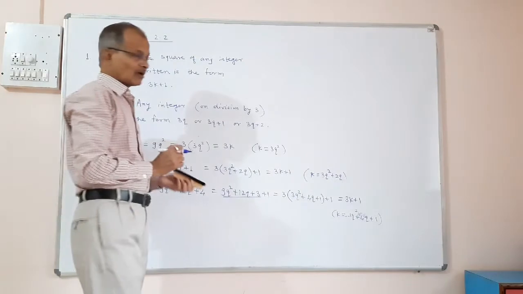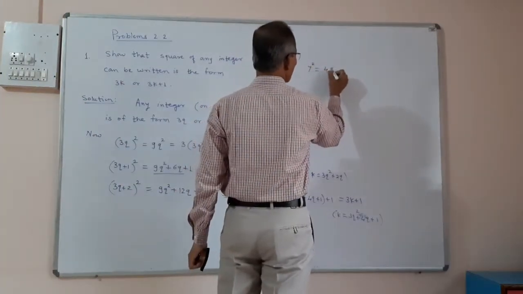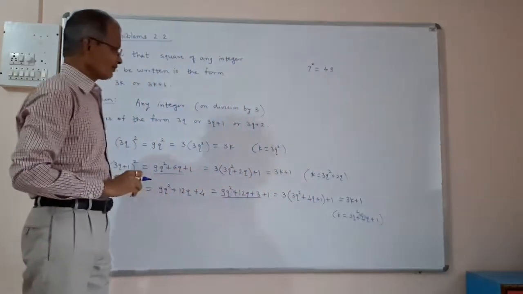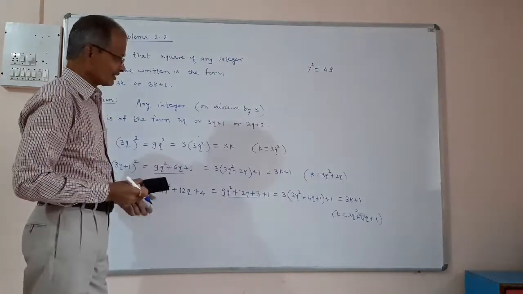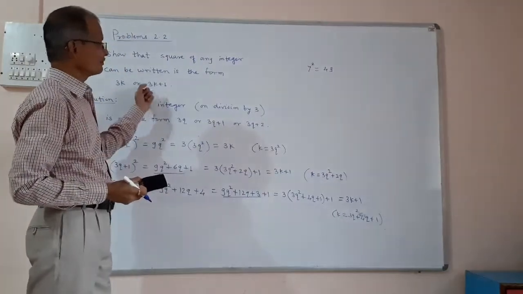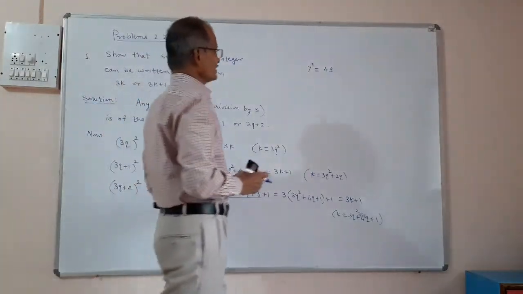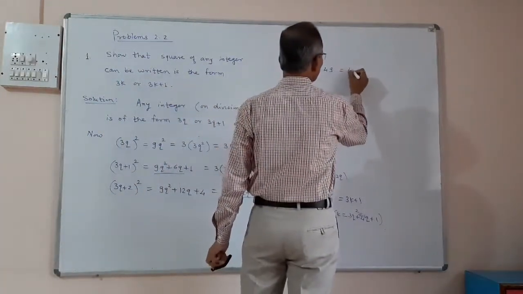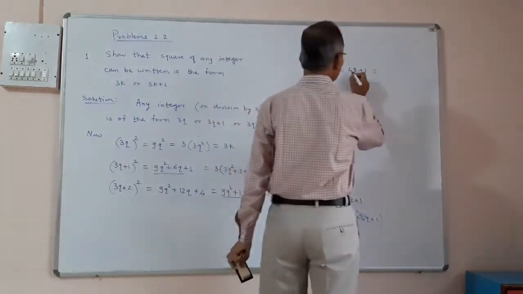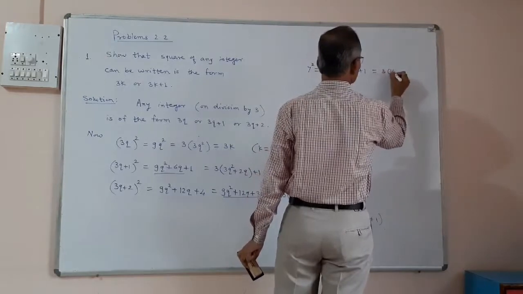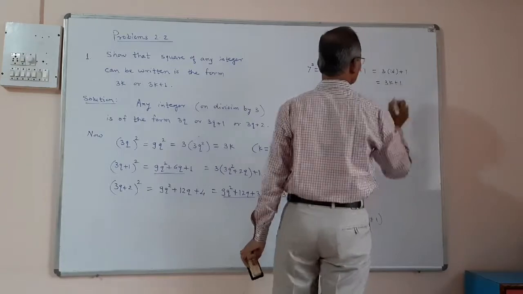Now for example, we may consider 7. What is 7 square? 7 square is 49. And which form is this one, 3k or 3k plus 1? Is it divisible by 3? No. And therefore we shall consider this as 48 plus 1. And this now can be written as 3 into 16 plus 1. So it is of the form 3k plus 1.